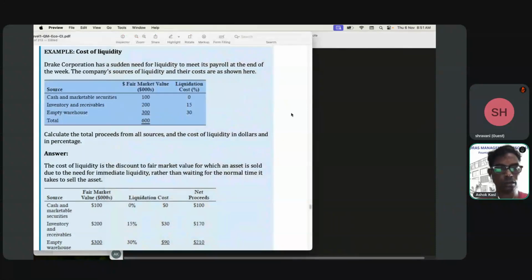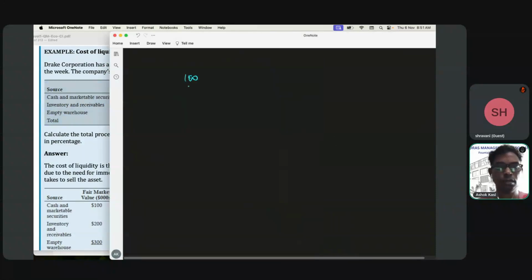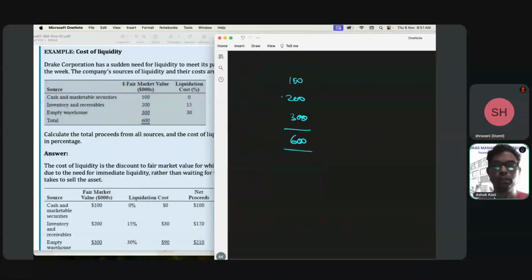So here 100, 200, 300. Now cost of liquidation is 0%. So you will get 100 here, all 100. Here 15%. Take 15% of 200. It will be 30. Right. So that is your cost of liquidation. So you will be left out with 170.